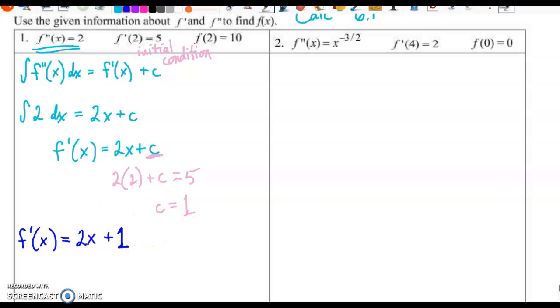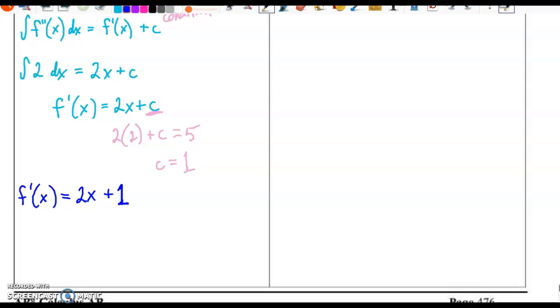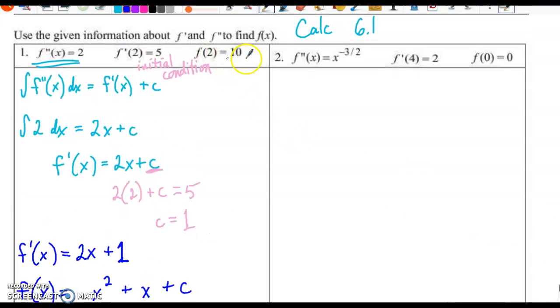But now what we can do is find the antiderivative of that, and that will find me the original function. So that tells me that f of x will equal, remember, you add 1 to your exponent, divide by your new exponent. Well, 2 divided by 2 is 1, which is probably why we have it, plus add 1 to your exponent, x to the first, and 1 divided by 1 is 1. No need to write it. But then another plus c, and then we use our last initial condition, that f of 2 equals 10.